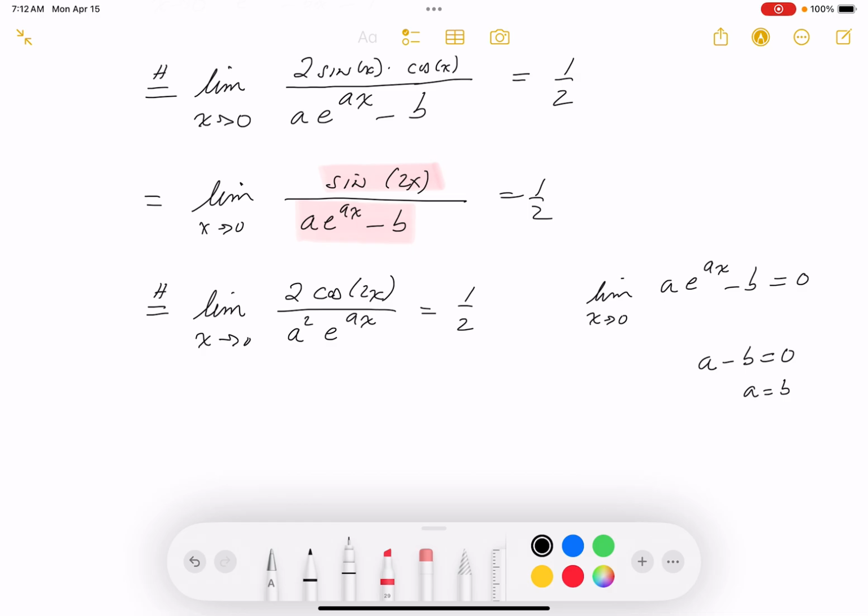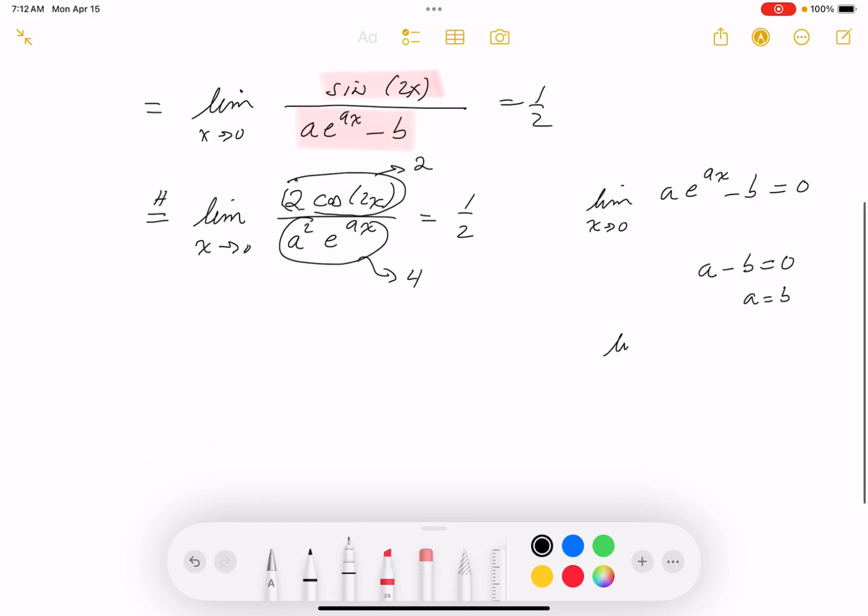Now, what do I know? I know the limit of the top now, and I'll just indicate over here that when x goes to 0, this goes to the number 2, which means this over here needs to go to the number 4. All right? So let me write that down now. The limit as x goes to 0 of a squared e to the ax. Well, if I did that, I'd just get a squared, because when x goes to 0, a times 0 is 0, and e to the 0 is just 1. And this is supposed to be equal to 4. So I know that a is now equal to plus or minus 2.